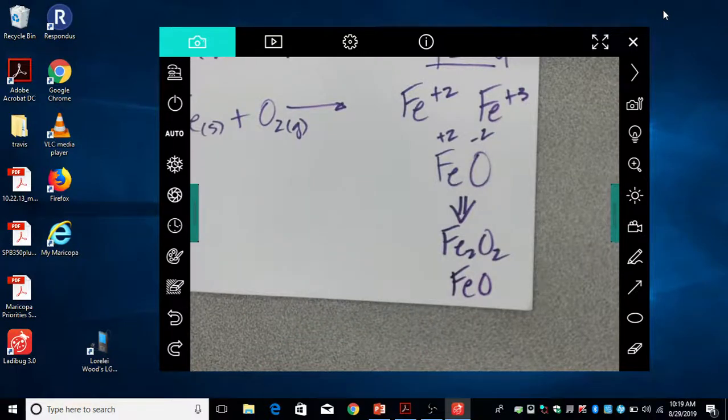What's feo in Spanish? Ugly. Iron all rusted, is it kind of ugly? I think it's kind of pretty.